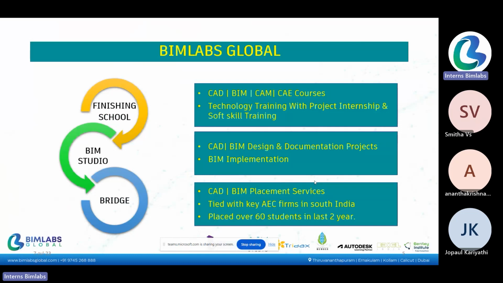Next is the Bridge. This is our placement unit. After finishing school and BIM Studio, they are trained for the industrial area, so for that we give them Bridge placement. We give CAD and BIM services tied with AEC firms in South India, and we have placed over 60 students in the last 2 years.